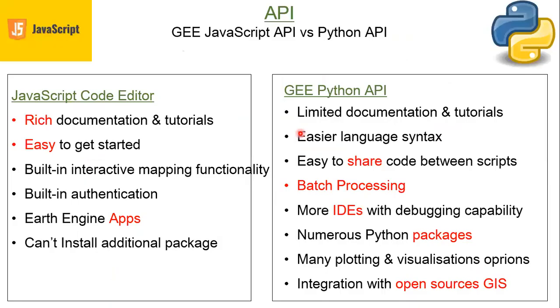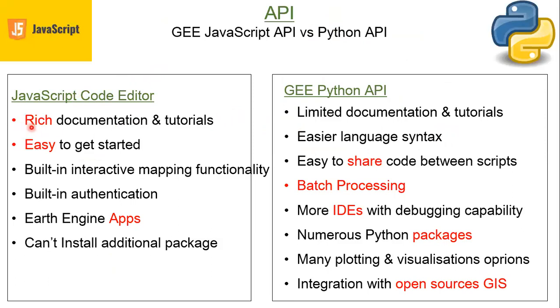I have to tell you that there are two types of API, the JavaScript API and the Python API. Most of you are already working in Python. So what is the difference if you want to start with Google Earth Engine? There is always a question of whether I should start with JavaScript or Python. There are some differences when you're using JavaScript and Python.